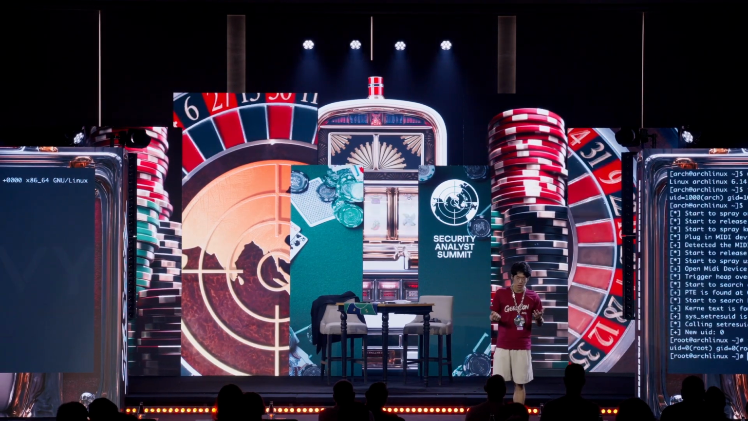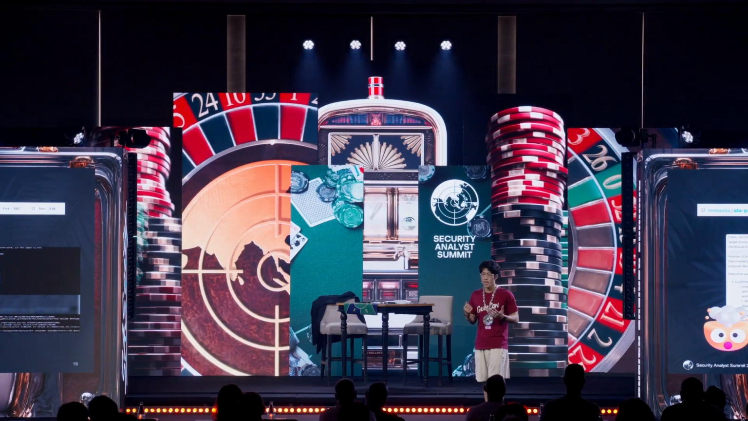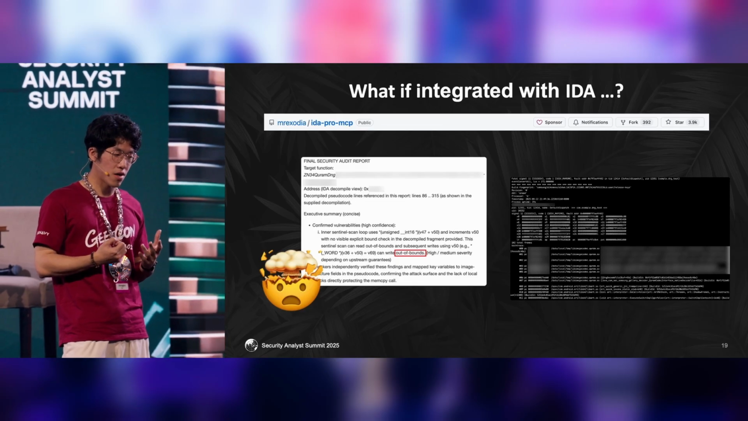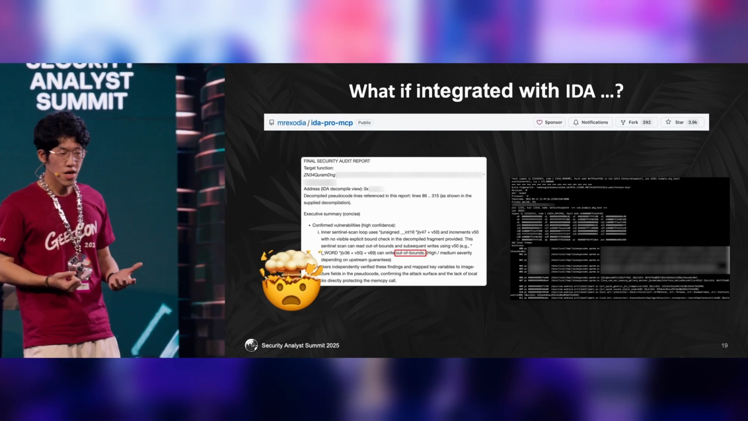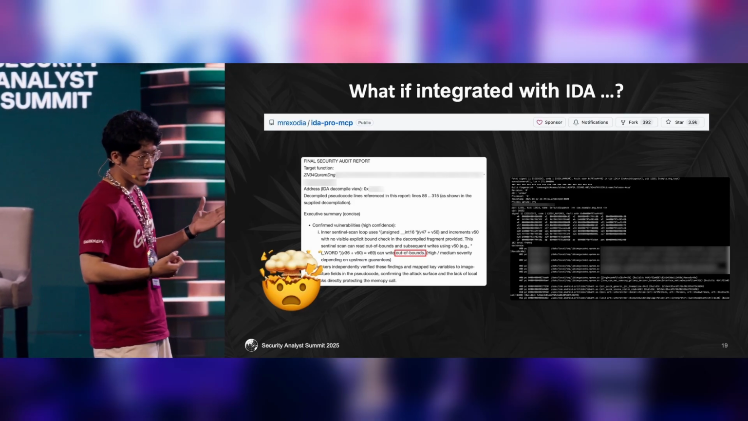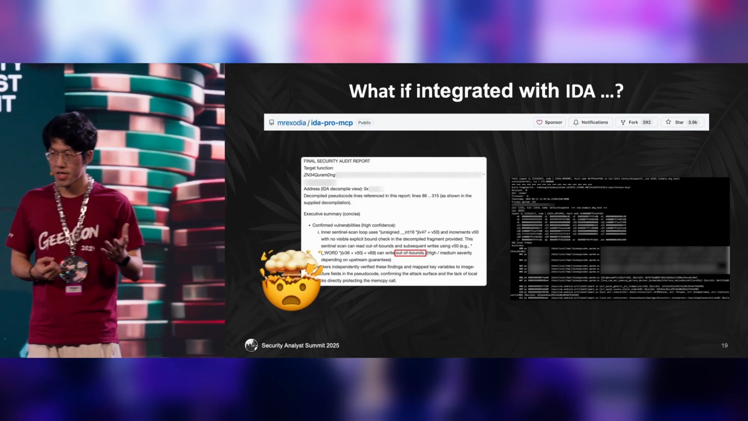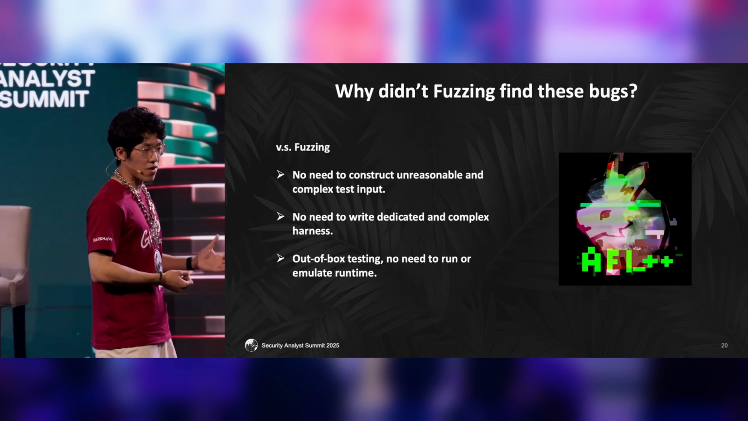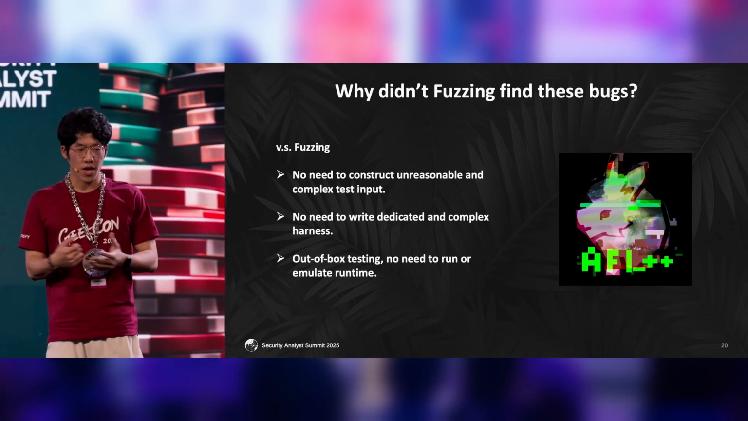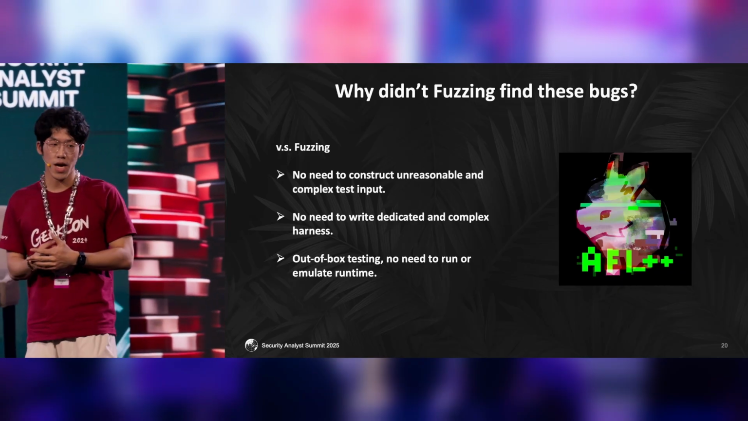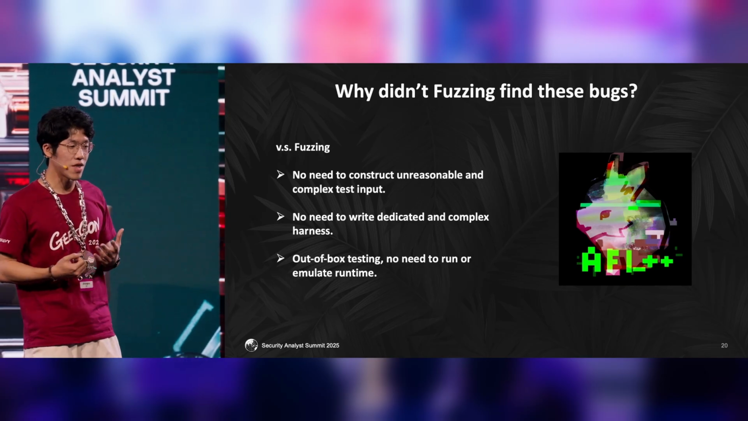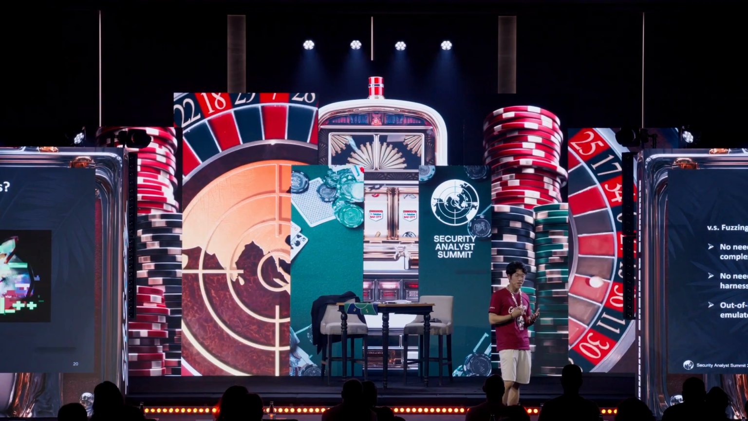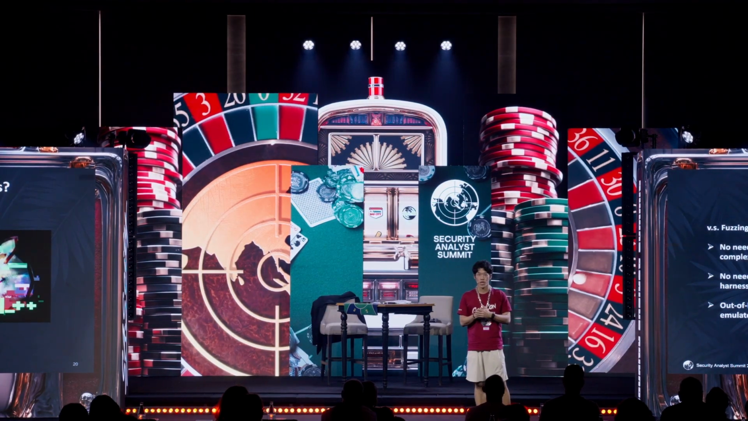What's more, we thought, can we integrate our tools with IDA? So we used the IDA Pro MCP to fetch decompiled pseudocode and cross references. Do you remember the latest WhatsApp zero-click chain that affected some Samsung devices? Our tool successfully found 10 bugs in these libraries. And why didn't fuzzing find these bugs? In my opinion, fuzzing struggles to construct unreasonably complex testing inputs, and it's really hard to write a dedicated and complex harness for each component.